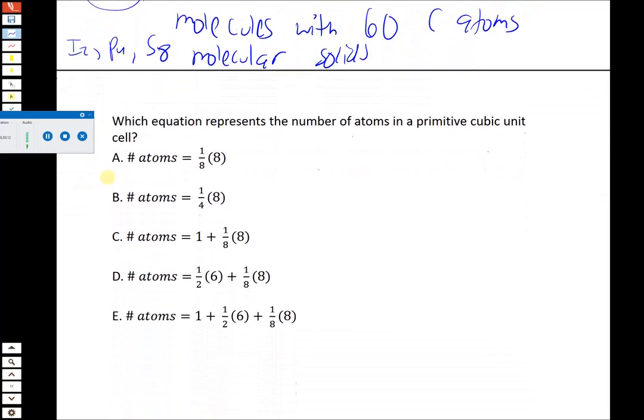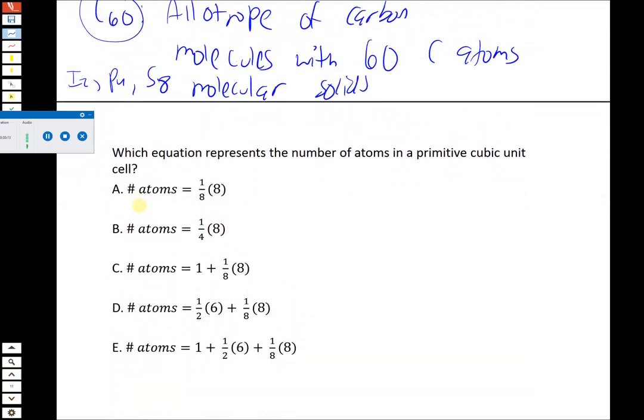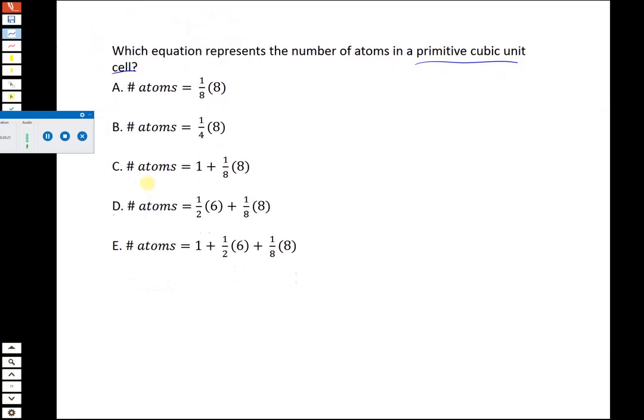All right. The last two deal with the mathematical equations representing different types of unit cells. We talked about this a little bit earlier in the context of the first question I went over. So this first one is looking at primitive cubic unit cells, and as we said, in a primitive cubic cell, what you have is just one atom in each corner.